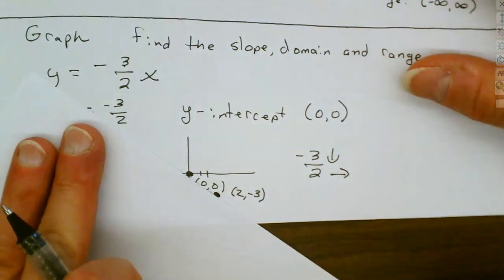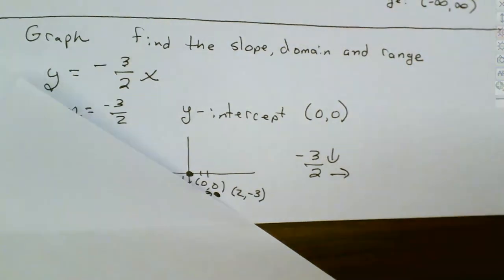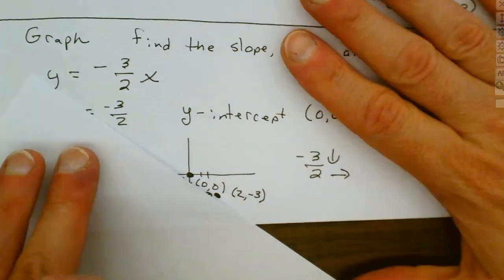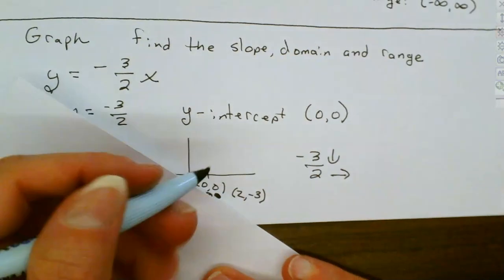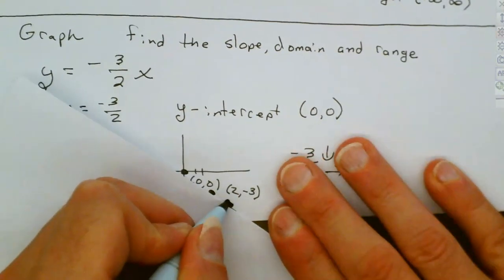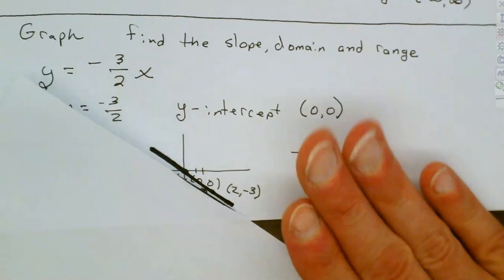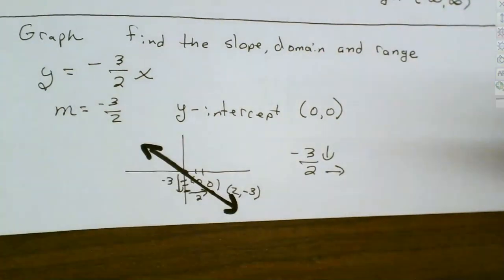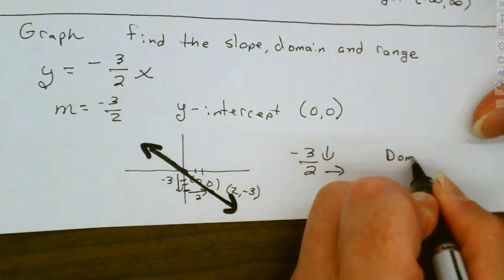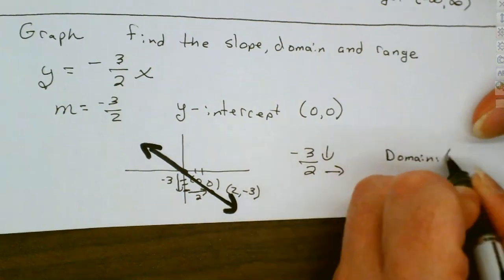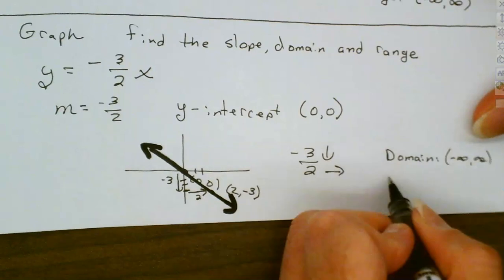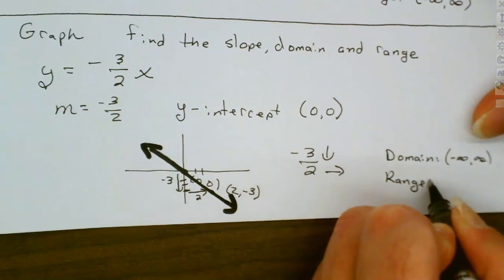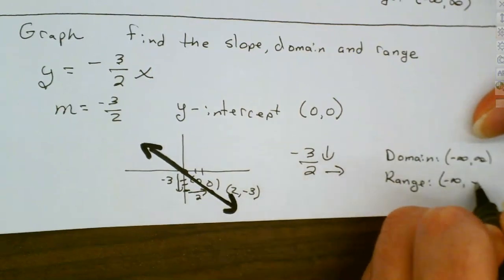It looks correct because it's going down. So we know that we probably did this one correctly. It's not a guarantee, but we're pretty sure that it's going to be correct because it's going down like it should. And what is your domain and your range going to be? Okay, the domain, negative to positive infinity, and the range is also negative to positive infinity.